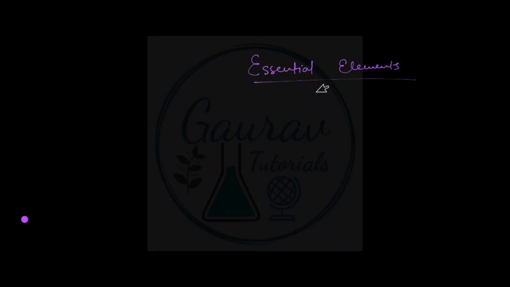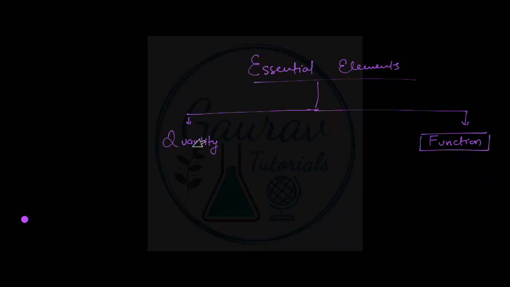So I would group them into two parts, and this would be divided on the basis of, first, the quantity. All right. So I have divided these essential elements on the basis of quantity. Then I would divide them on the basis of the function they perform. So essential elements could be divided on the basis of two criteria. First is the function they serve, and second, the quantity in which they are utilized by the plant.